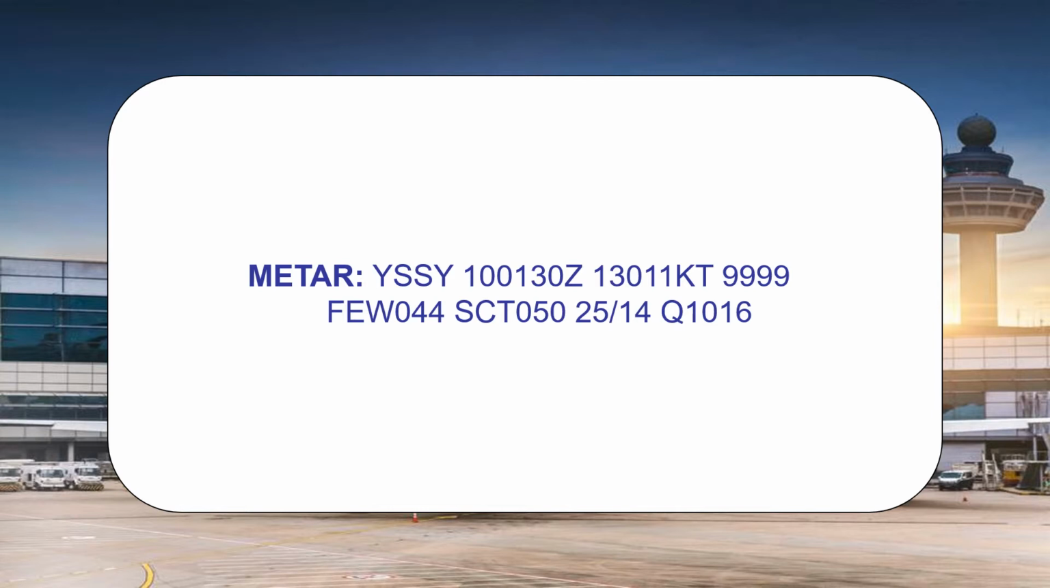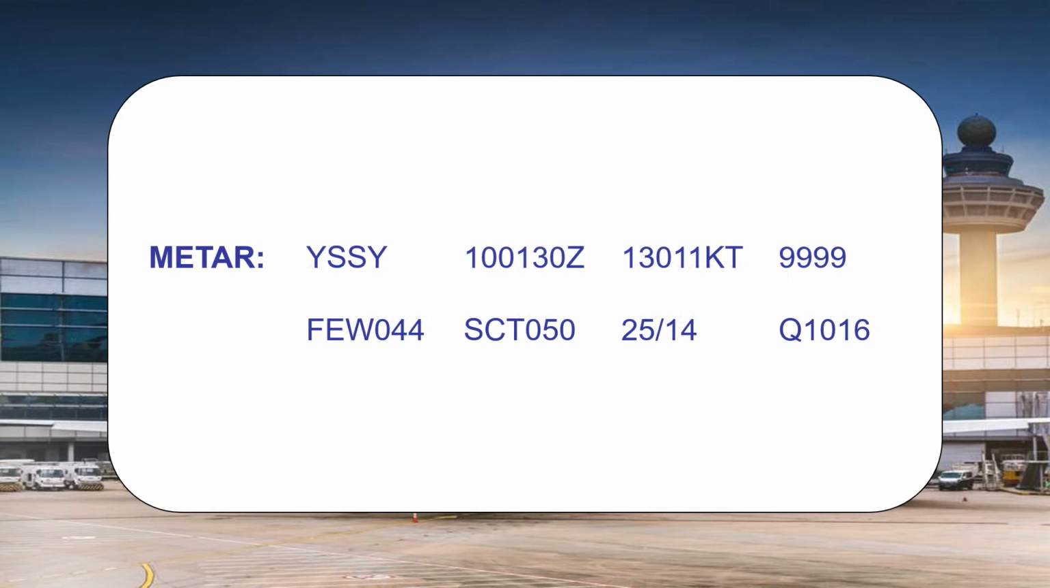This string of numbers tells us the location, date, time, wind direction and speed, visibility, cloud layers, temperature, dew point, and QNH. That's a bit of a mouthful. Okay, so let me teach you how to decode it. So this is a split up version of the METAR that I just showed you. It describes exactly the same stuff, I just made it a little easier to read.